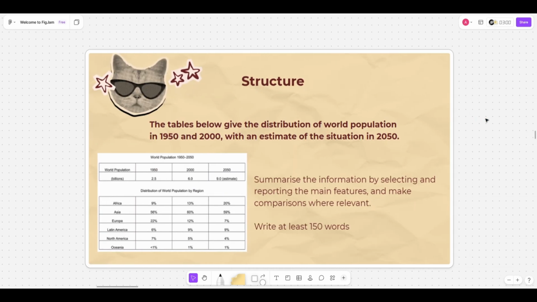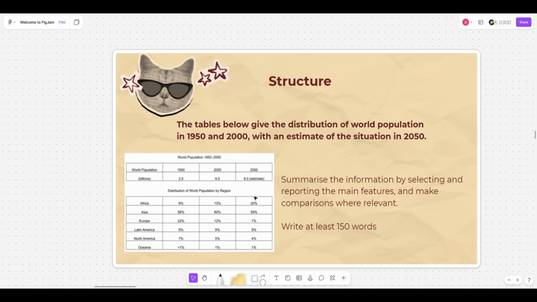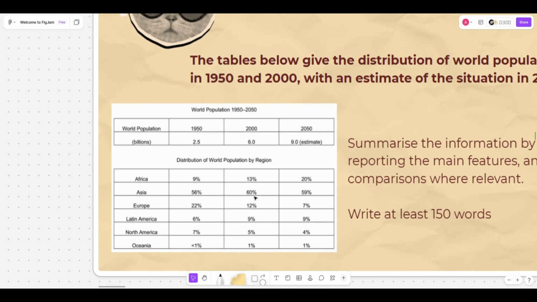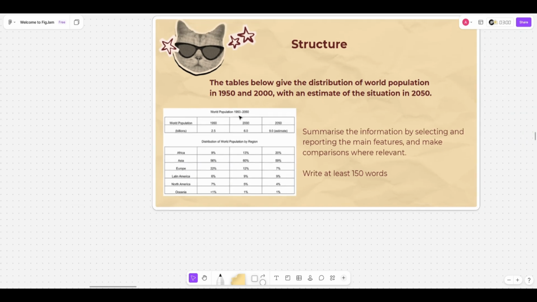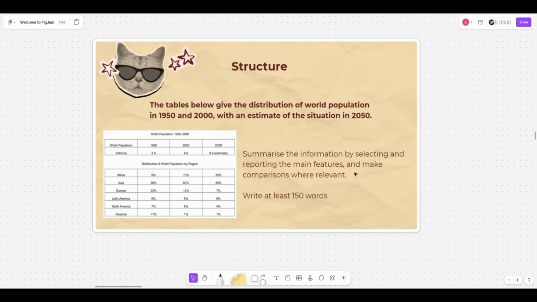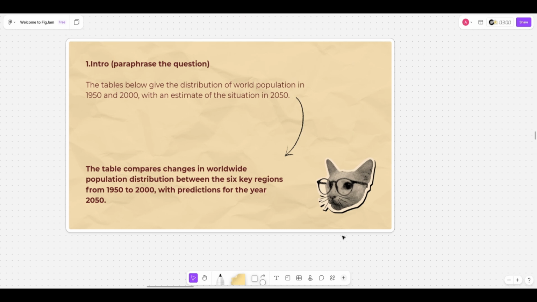And here's our example. We have two tables showing world population data from 1950 to 2000 with predictions for 2050. And the task is: summarize the information by selecting and reporting the main features and make comparisons where relevant. And you need to write at least 150 words. And our first step is the introduction.